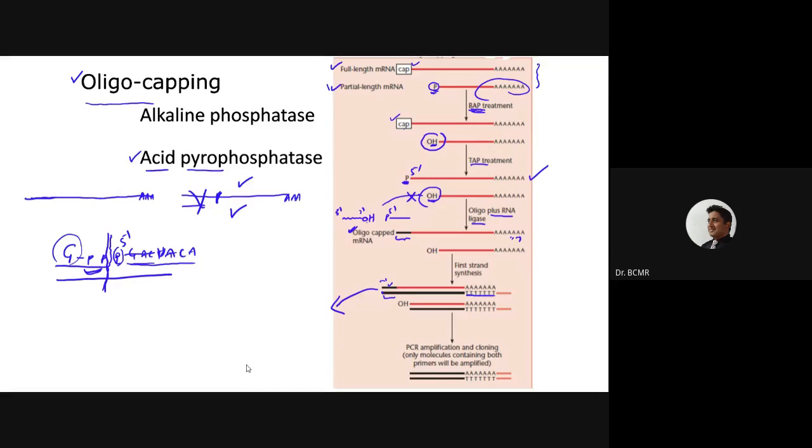But the point is, when we are synthesizing the second cDNA strand, we know the sequence of the oligo that we have added. So we use that sequence to synthesize the second cDNA strand. The truncated one does not have this oligo cap, because of which the second strand of this one will not be synthesized.